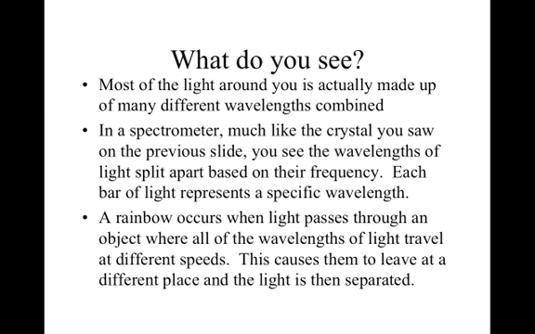So, like I said, most of the light around you is actually made of all of these different wavelengths combined, but in a spectrometer, just like the crystal that was in the previous slide, you'll actually see the wavelengths of light split apart based on their frequency. Each bar of light represents a specific wavelength. And a rainbow occurs when light passes through an object where all of the wavelengths of light travel at different speeds, and it causes them to leave the crystal at a different place, and that separates out the light so that you can see each component part.